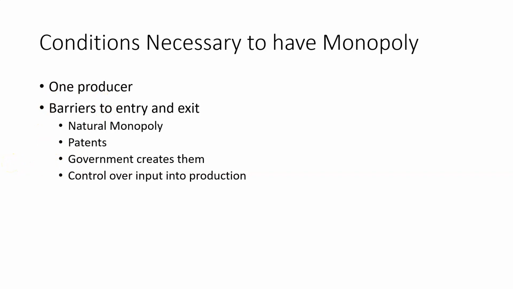A natural monopoly is one in which, as you get bigger, the average cost of production drops, so that the market actually pushes you to get bigger and bigger and bigger. Patents, government creation of the monopoly, a firm having control over certain inputs into production. All of these are ways in which monopolies could exist, the barriers that allow monopolies to exist.